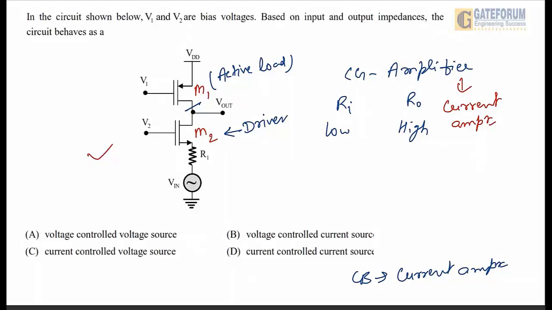So this is called a current control current source, and in that way option D is the right answer for this question. This is the question they asked in GATE 2023 for EC as an MCQ, and the final answer for this question is option D. In this way, this is the end of the explanation for this question.